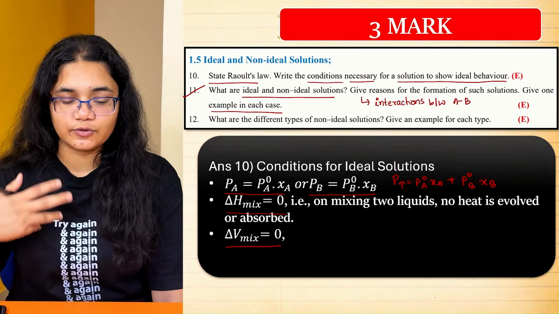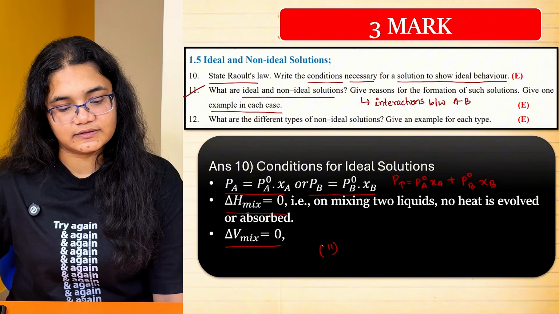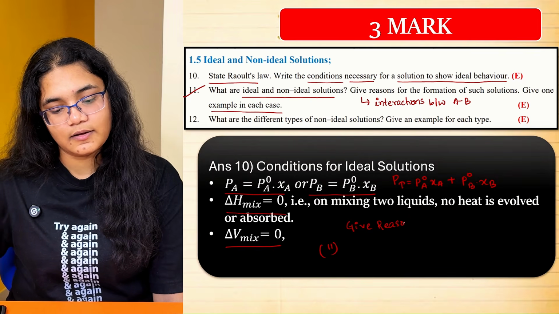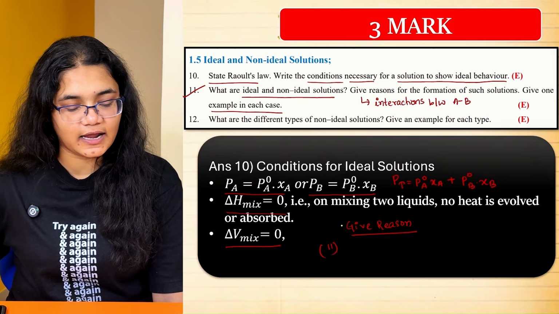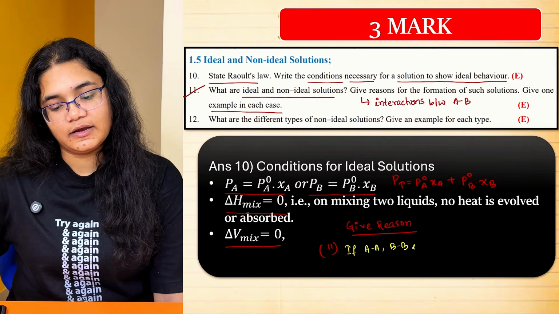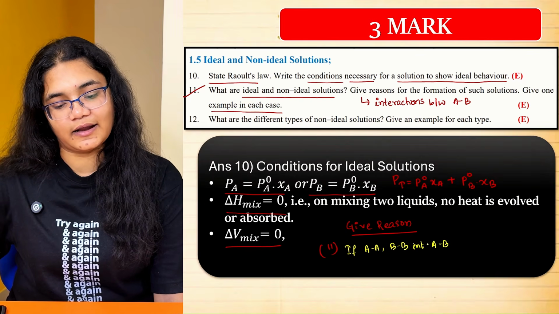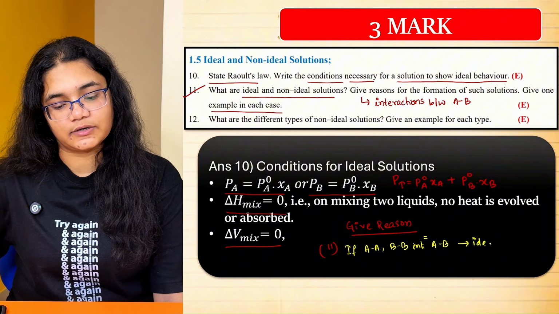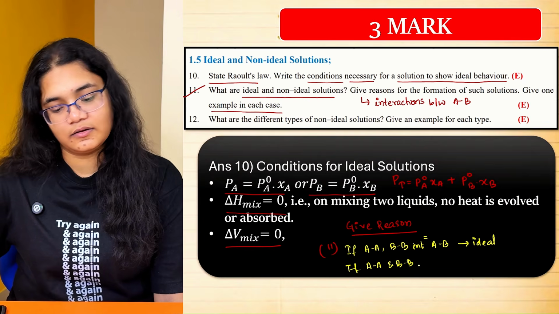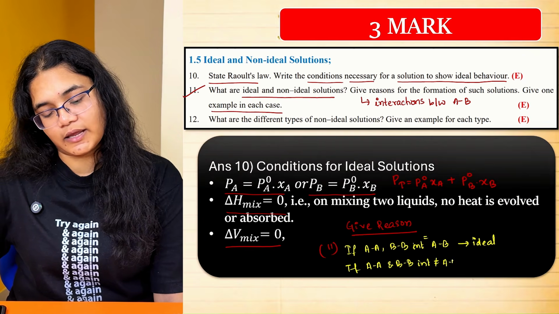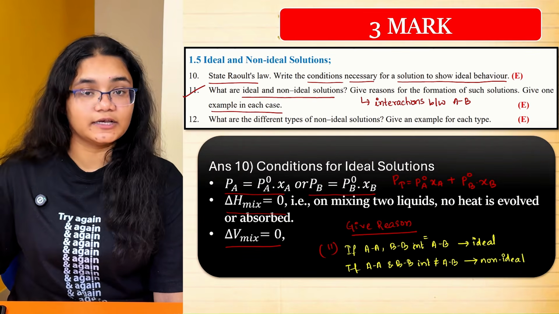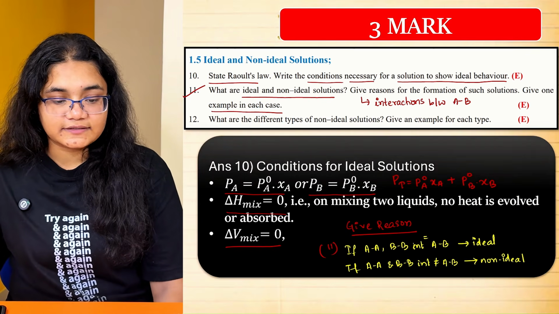Give an example in each case. You can write down what the examples are. So let me just write down the answer here. The second part, give reason. What will you write? What is the reason for that? If AA and BB interaction is equal to AB interaction, then we get an ideal solution. You can write it in full words. If AA and BB interaction is not equal to AB interaction, then we get a non-ideal solution.